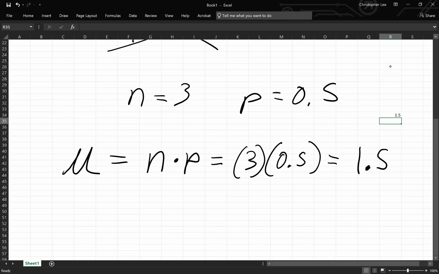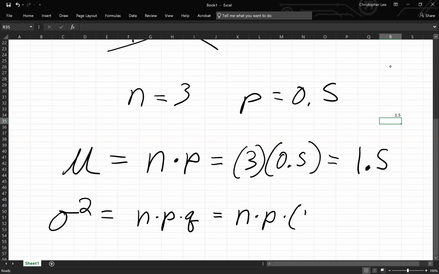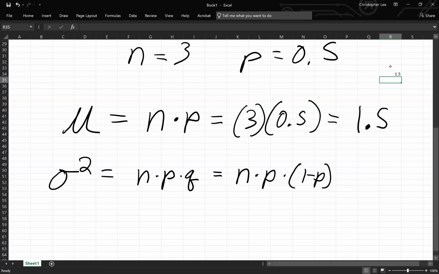That's for the probability, but they're not asking you that. They ask you what is the mean, what is the standard deviation, what's the variance, right? So the variance is n times p times q, or you can rewrite it as n times p times 1 minus p. And you just plug in the numbers. That's all it is.